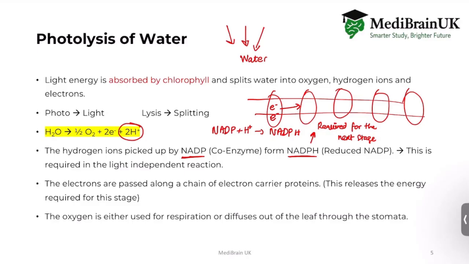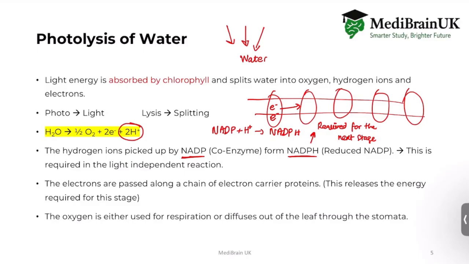The electrons are going to jump across carrier proteins which are embedded within the chloroplast membrane. The reason why they jump across is because we need energy to carry out photosynthesis. So those electrons, when they're moving and jumping across these carrier proteins, are releasing energy at each stage.